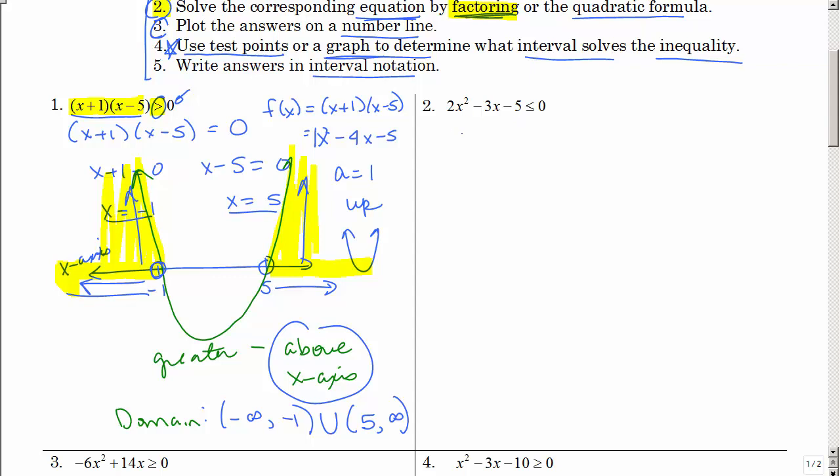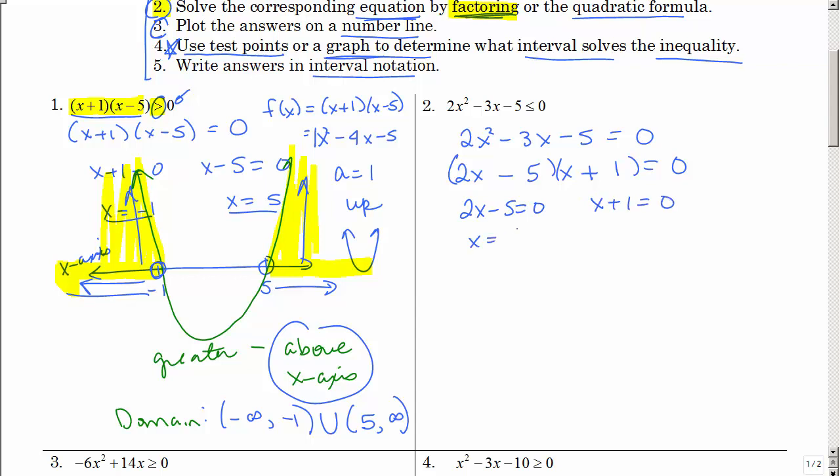So it's not factored. So again, we're going to take the corresponding equation. I'm going to solve that by factoring. So let's see, I think I need a 5 here and the 1 here. I'm going to check my signs. That looks good. I set each factor equal to 0 and solve for x. Again, the corresponding equation. So I put those numbers on a number line. Now be careful, they have to be in the right order. So -1 goes here, 5/2 comes over here somewhere.